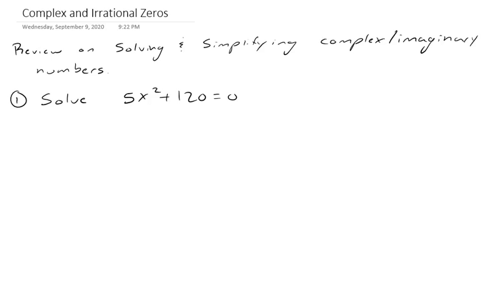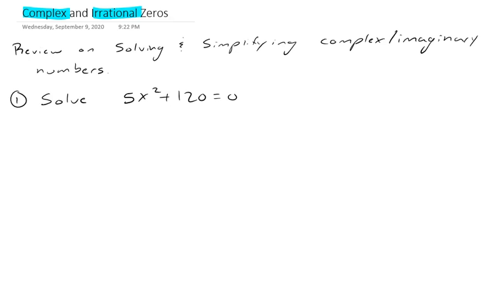Alright, this lesson continues on from solving polynomials. However, now we're going to be adding in complex and irrational zeros. So not just whole numbers, now we're going to add in more to these. So before I get on, I want to do a couple of reviews on solving and simplifying complex and imaginary numbers.